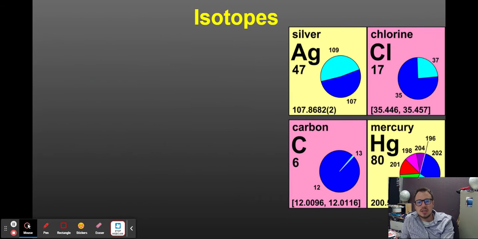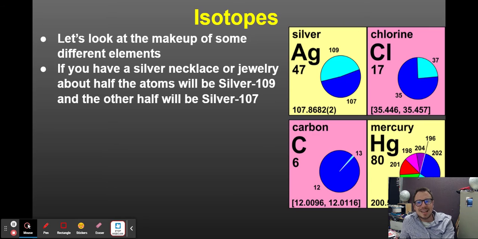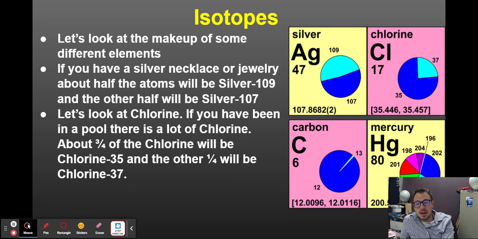Now, how common are isotopes of different atoms? So most atoms have different isotopes. So we already went over carbon. Notice that carbon-12, that's the most common form. You got some 13, and then there is a little bit of 14 as well. Now, look at silver. So if you have a silver necklace, it's split about half and half. Silver-109, silver-107. Now, chlorine, about 3/4 are going to be chlorine-35, and then about the other half are going to be chlorine-37.